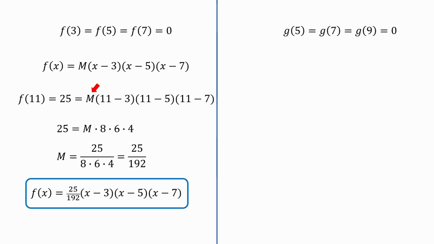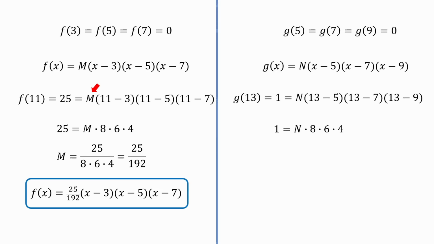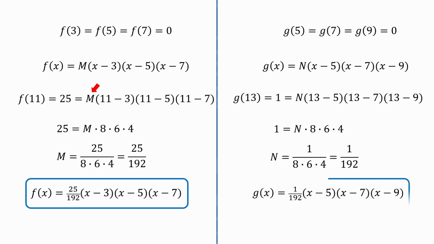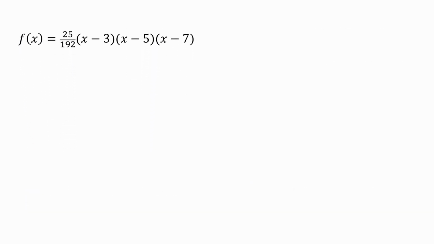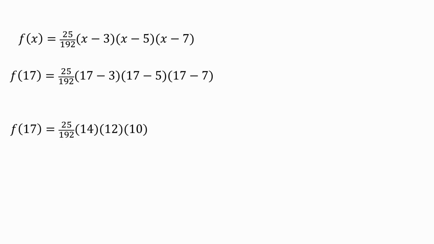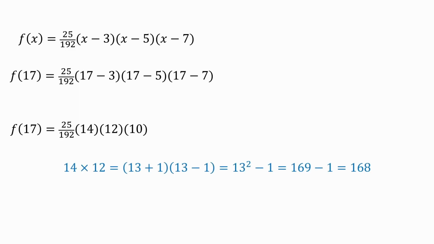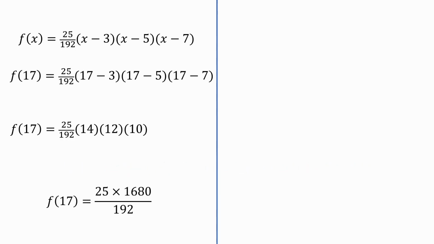Moving on to g. We're going to get the formula for g of x exactly the same way as we did for f. Now we're ready to evaluate f of 17 minus g of 19. For f of x, I'll plug 17 in for x, then simplifying, I'll get this product. Here's a quick trick for multiplying 14 by 12. Since they can be written as 13 plus 1 times 13 minus 1, they're just the difference of 2 squares, so we get 168. Okay, so f of 17 is 25 times 1680 over 192.